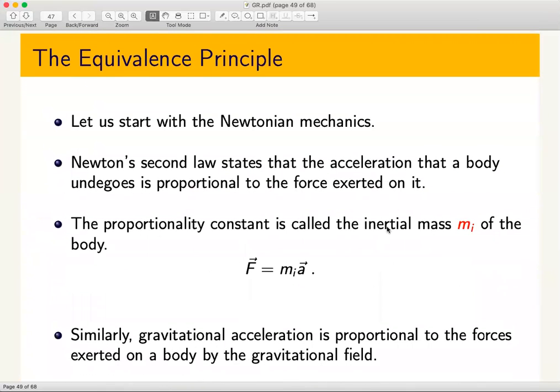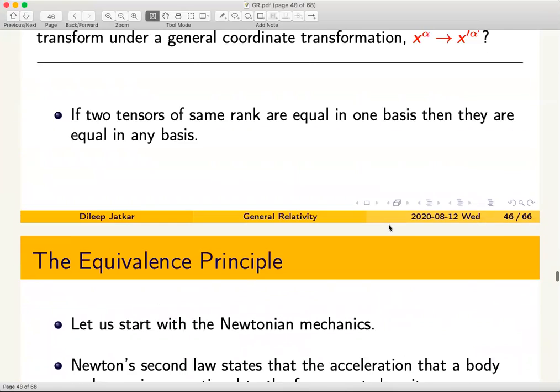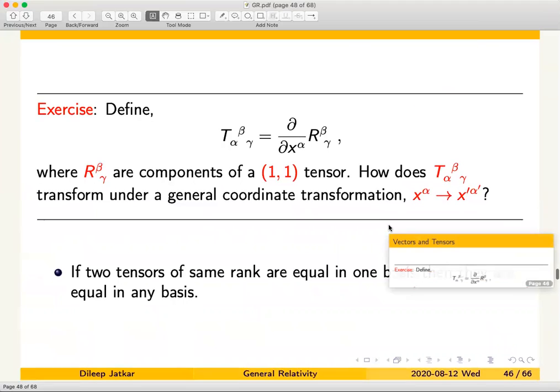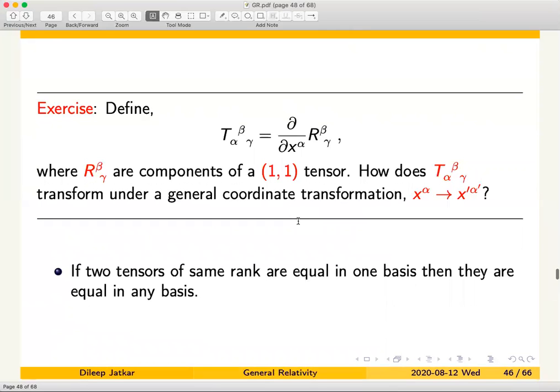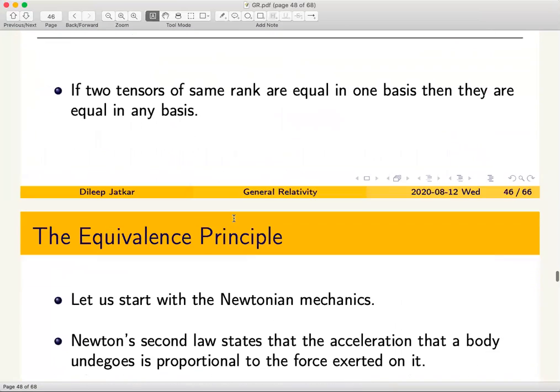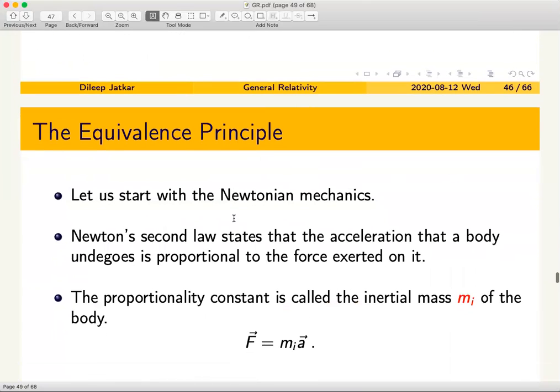So let's start with Newtonian mechanics. But maybe before that, any questions about these vectors and tensors? Okay, maybe if there are no questions, then I'll go ahead and talk about the equivalence principle.